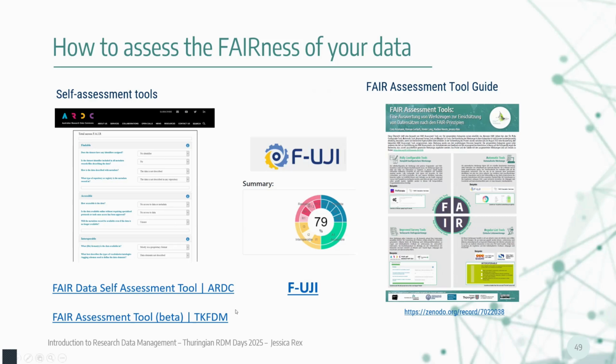There are also, in the middle, the FUJI tool, which is a fully automated assessment tool, rather than a self-assessment tool. So what you do there is just provide a DOI or a URL to the tool, and it then hands you a score for that associated data set, and it also tells you where your data set could be improved.